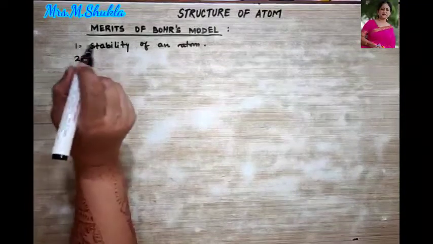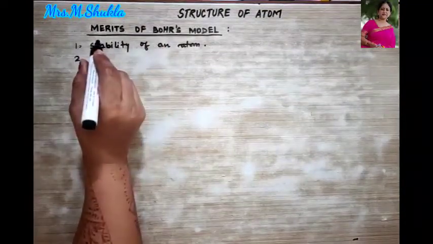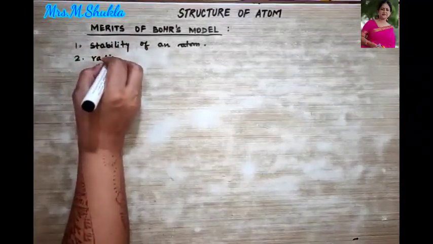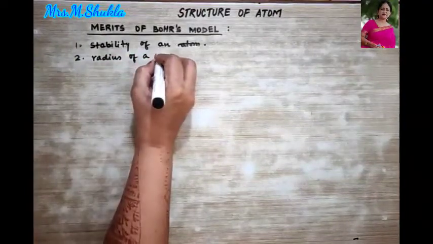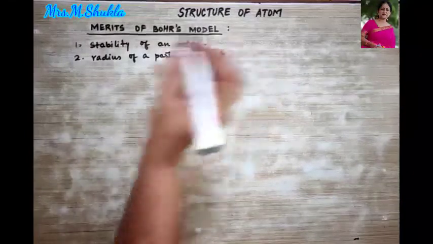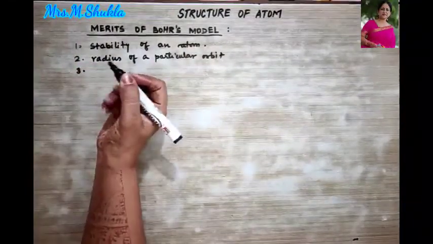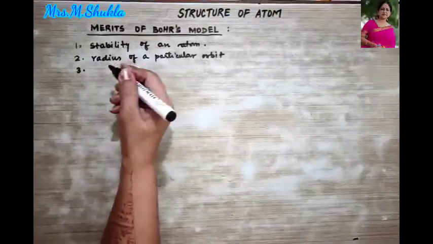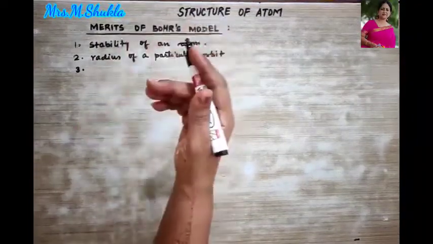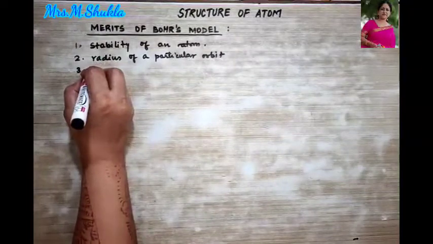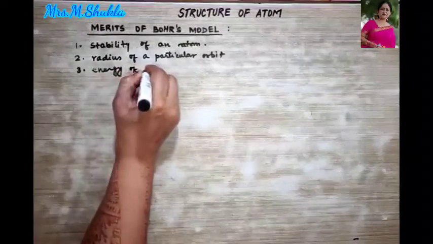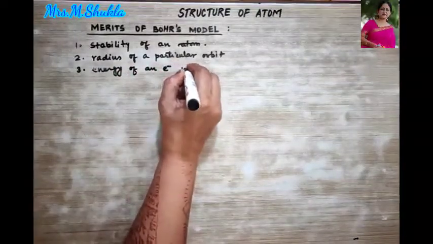The second was, through Bohr's model, we are able to calculate the radius of a particular orbit. The third merit of Bohr's model is that we can also calculate the energy of an electron which is placed in a particular orbit.